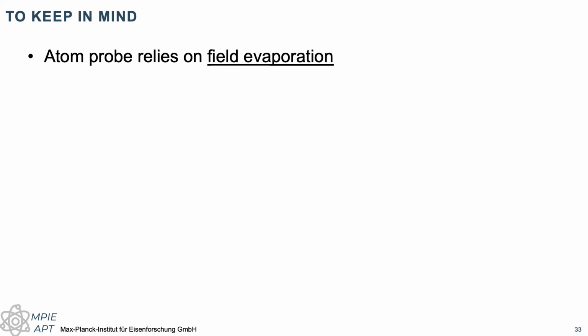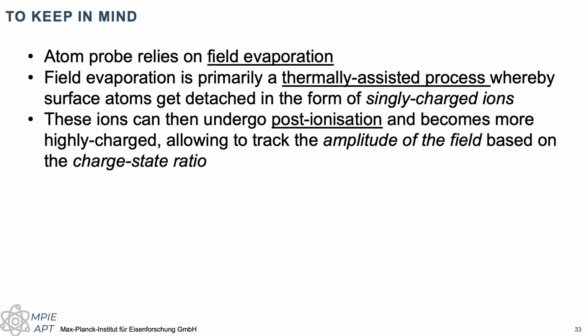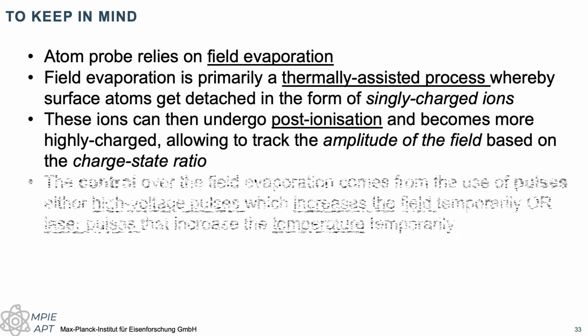So let me conclude this first lecture, with some aspects to keep in mind. Atom probe relies on field evaporation. Field evaporation is primarily a thermally assisted process whereby the surface atoms get detached in the form of singly charged ions because of the electrostatic field pushing them away. These ions can then undergo post-ionization, whereby these singly charged ions get further ionized by the removal of electrons that tunnel back into the surface because of the strength of the field.